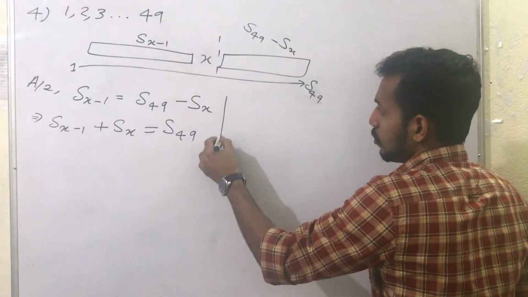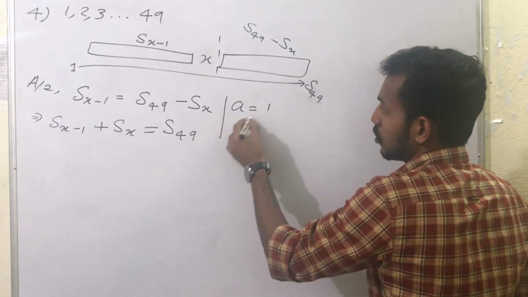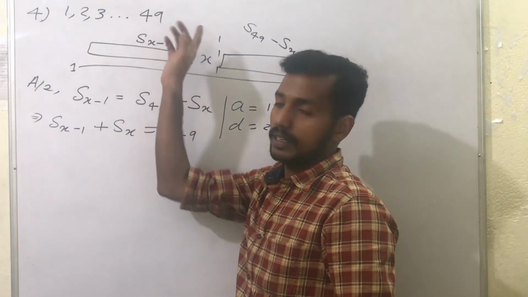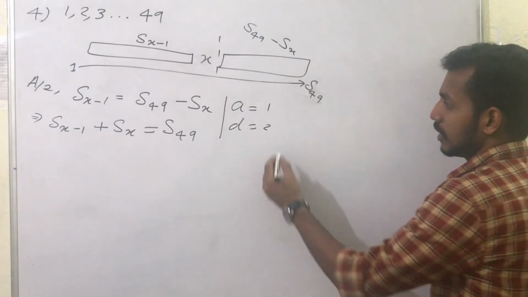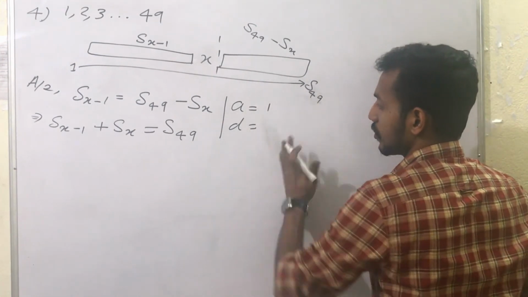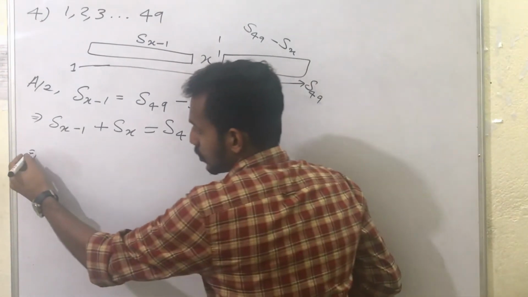Now, what are the variables given here? a is equal to 1 and the common difference d is also 1, because it is going like this. And what will be n? Can you guess? d equal to 1. Now come to the question.